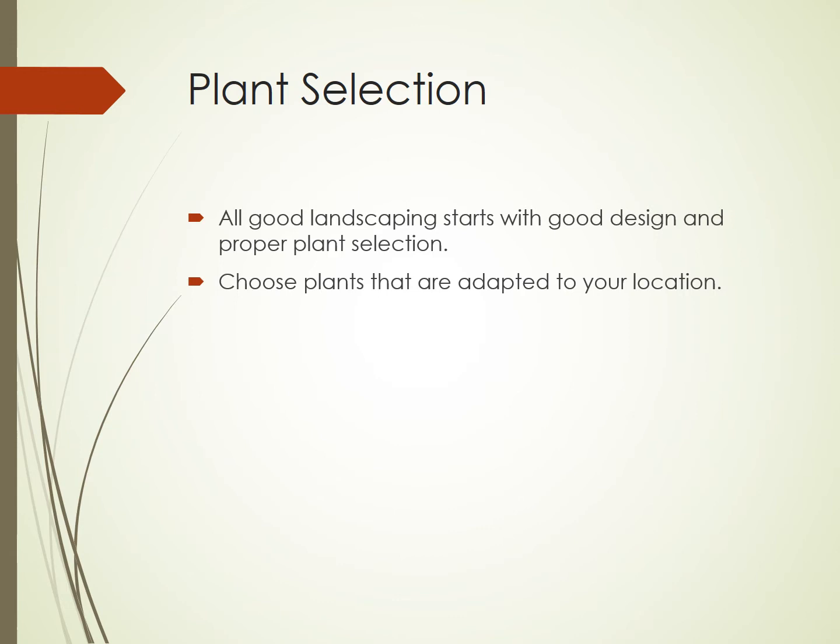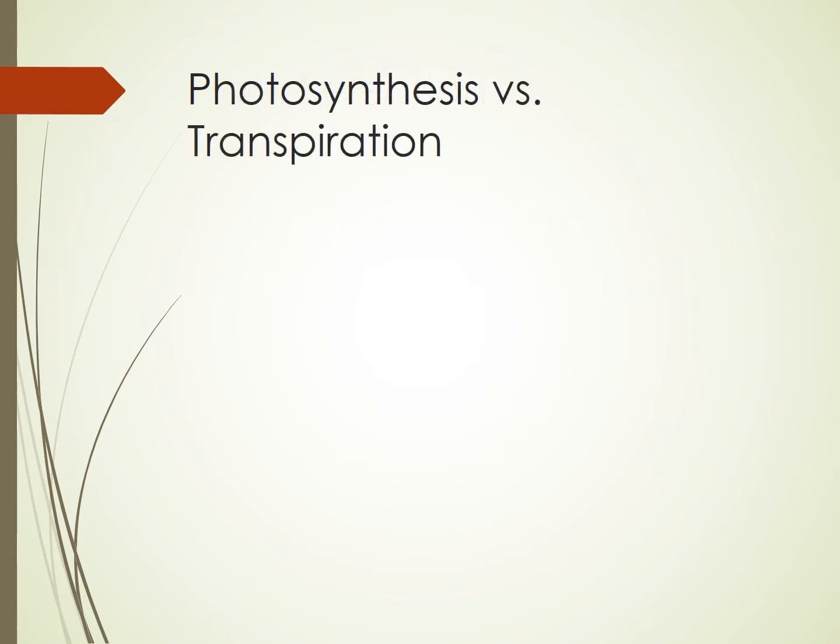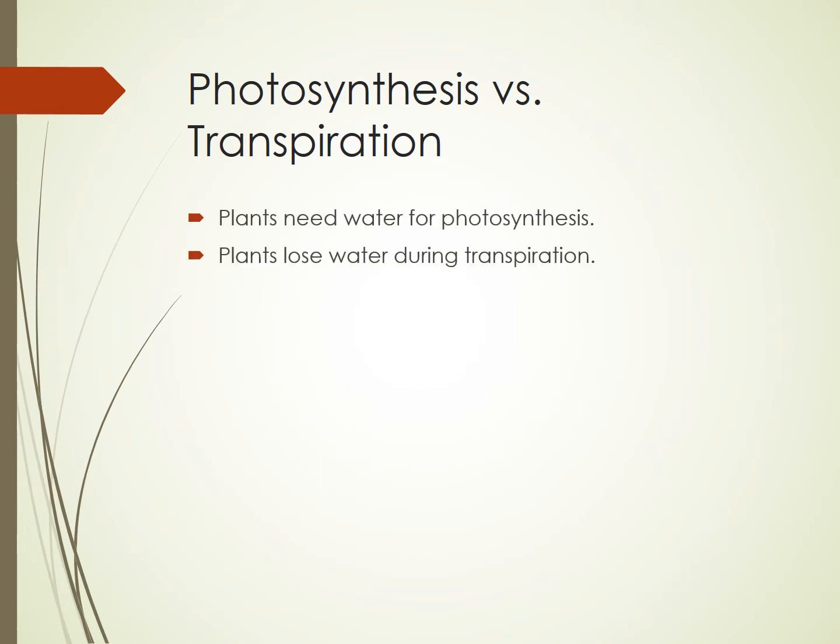So let's talk a little bit about why plants need water in the first place. Plants require water for photosynthesis. If you think back to the reaction, plants need light, carbon dioxide, and water, and from those three things they're able to make sugar and a form of chemical energy called ATP. Plants lose water during a process called transpiration.